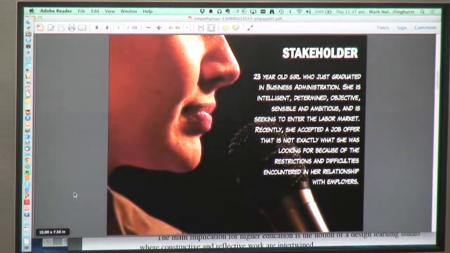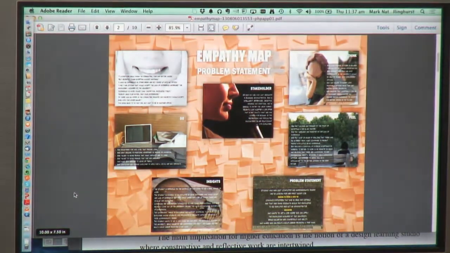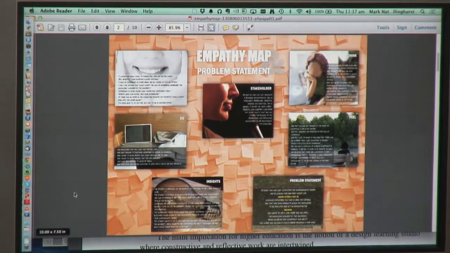So the problem they're addressing here was developing some way to help people get jobs after they've just graduated from university. This is the final empathy map developed, but we'll go through each of those slides separately. You can see it's in the same structure as here. They've got their problem statement across the side and everything like that.